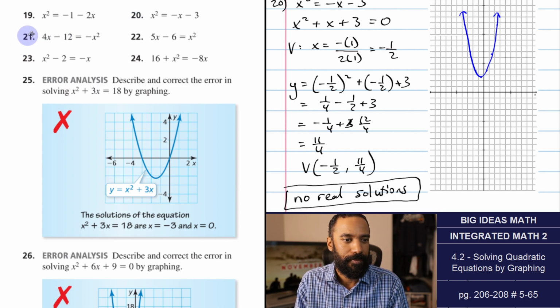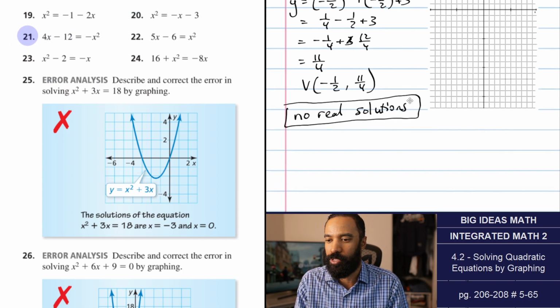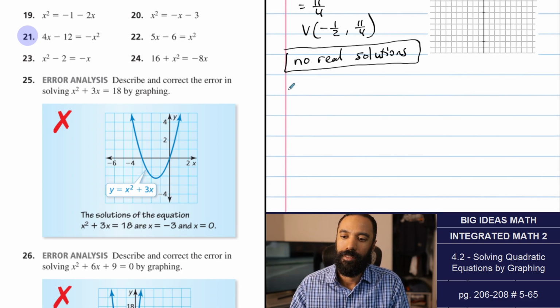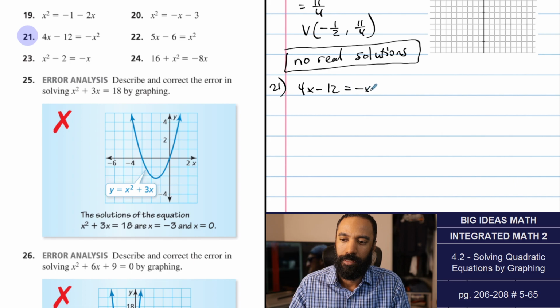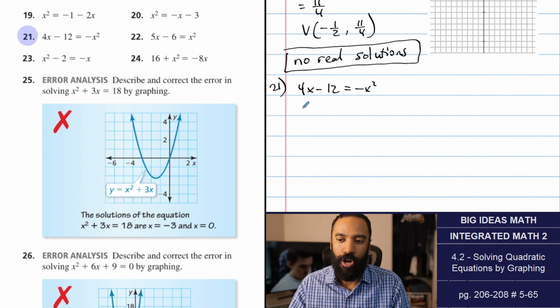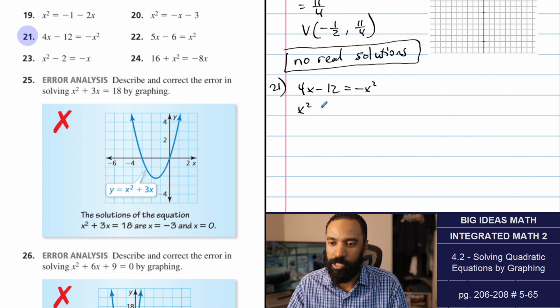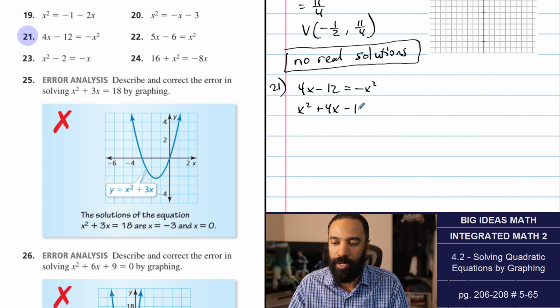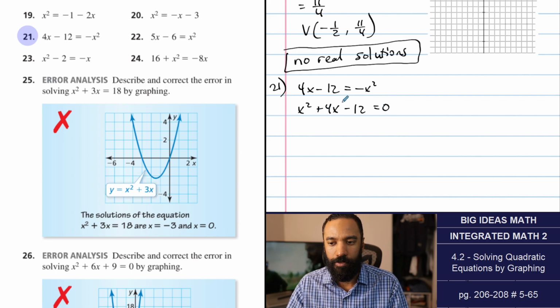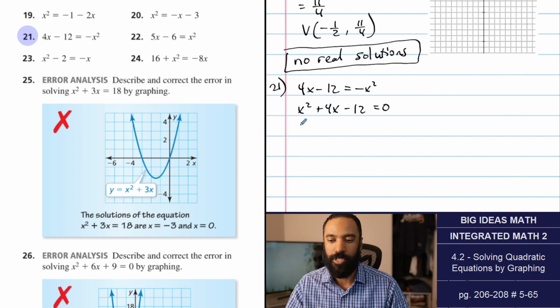Number 21. 4x minus 12 equals negative x squared. Let's add x squared over. Let's make that one positive. Again, whenever we have the ability to kind of make that so. Already not in standard form. Let's do it. This looks factorable, and it looks like we'll get 2 solutions out, which is nice, but let's find it through our graphing means.